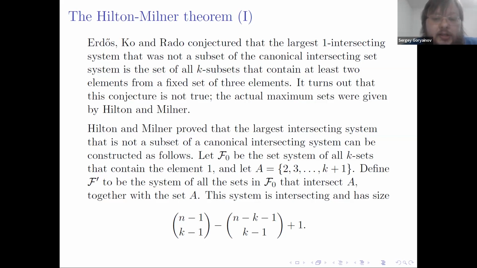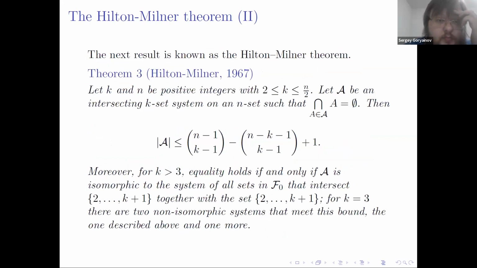as follows. Let F0 be the set system of all k-subsets that contain the element 1, and let A be the set consisting of consecutive elements 2, 3, and so on up to k plus 1. Define F prime to be the system of all the sets of F0 that intersect A, together with the set A. This system is intersecting and has size n-1 choose k-1, minus n-k-1 choose k-1, plus 1. The next result is known as the Hilton-Milner theorem.